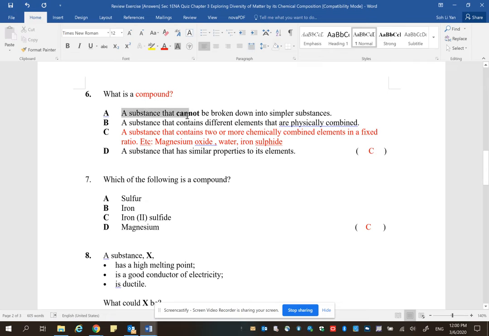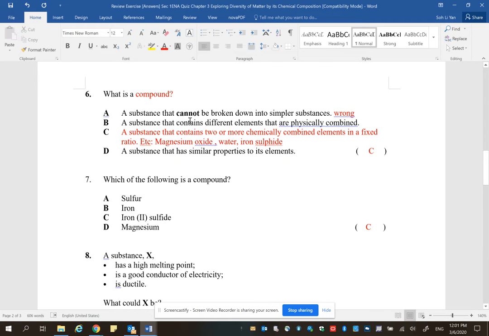How about option A? A substance that cannot be broken down into simple substances. It can. A compound can be separated into the starting elements, but you must apply electricity. It's very difficult, but it can be broken down. So A is actually a wrong statement.